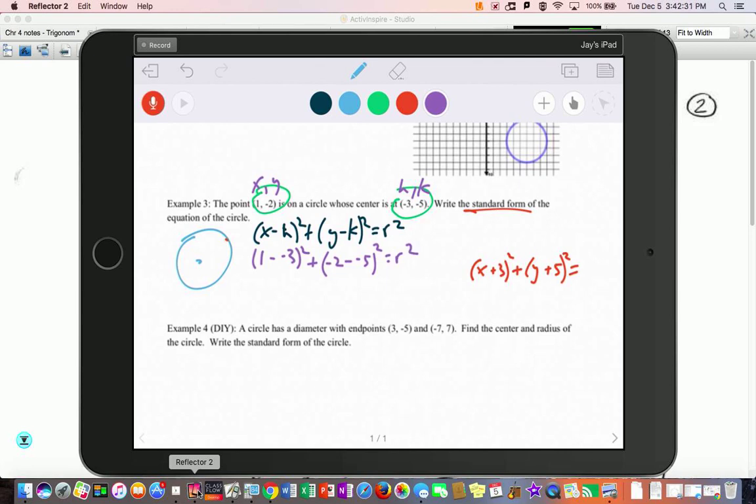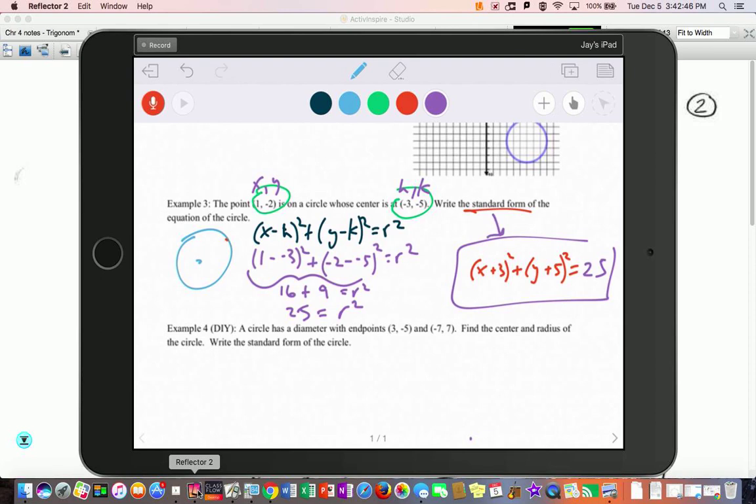And it's the same thing. You're going to end up with 4 squared, which is 16, 3 squared, which is 9, and so you end up with r squared is 25. But the key is, at the very end of the problem, don't just find the radius. It says write the standard form. All right, so go ahead.